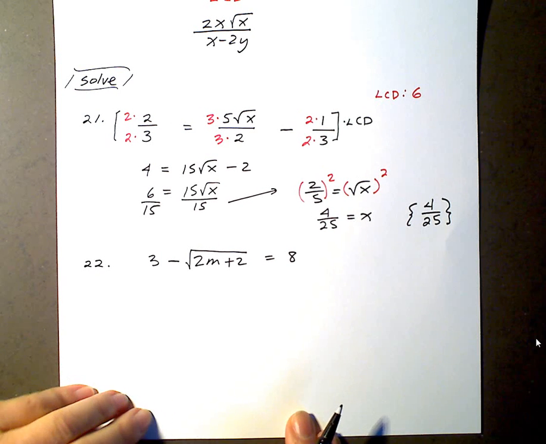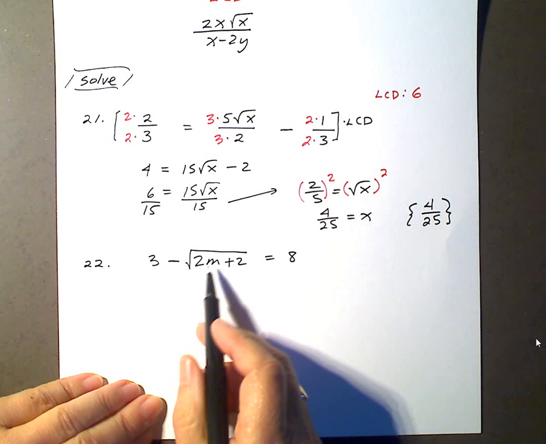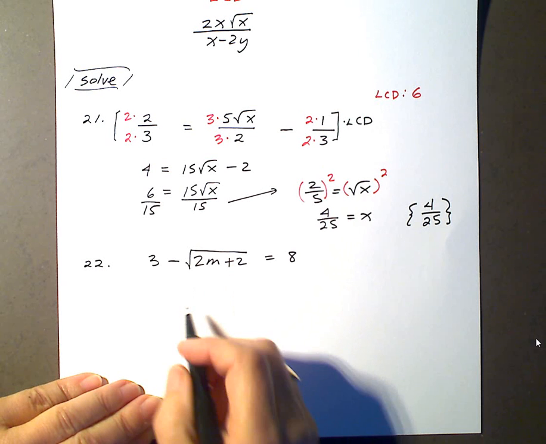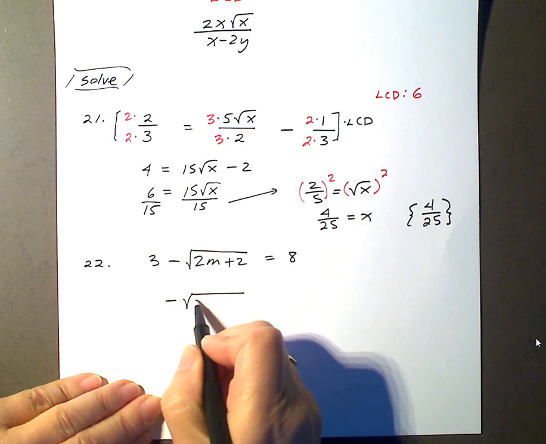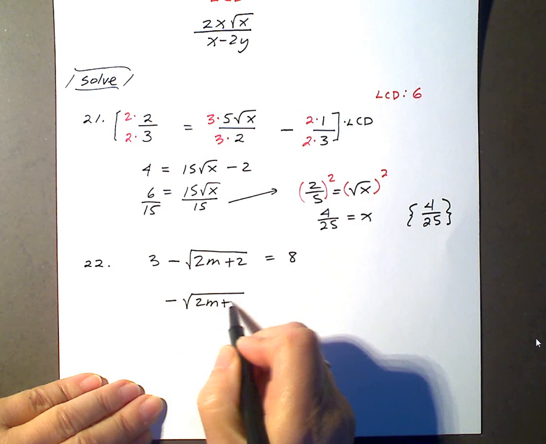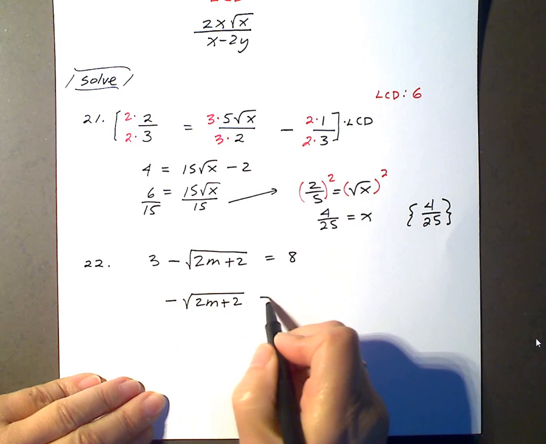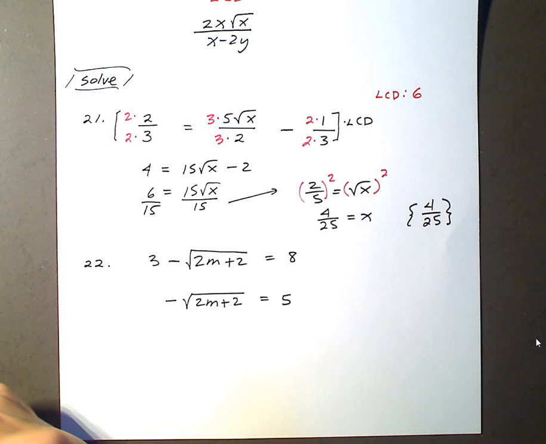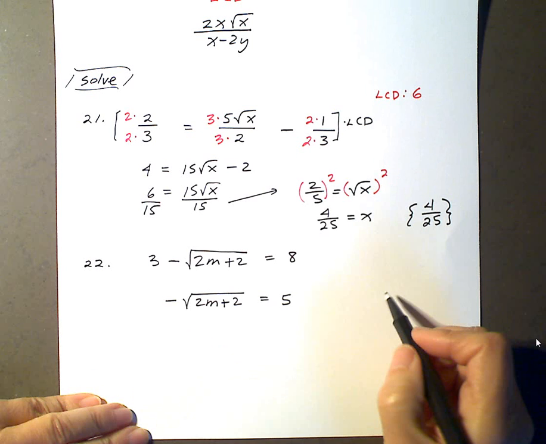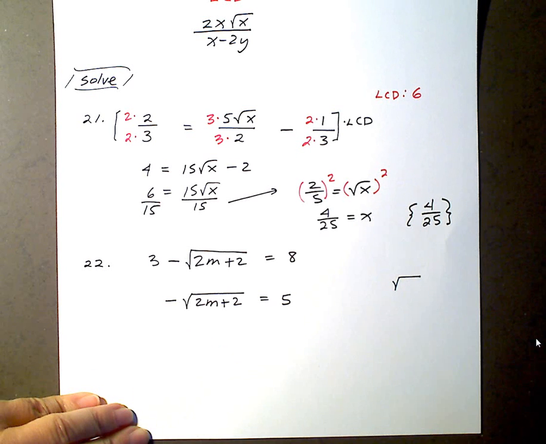Now, number 22, I know I've got to try and isolate this term first. So I'm going to subtract 3 from both sides. So I'm going to leave the negative root of this expression is equal to 8 minus 3, or 5. Right away, I know I've got a problem. When I don't see anything in front of a radical sign, it means you're looking for the positive square root.